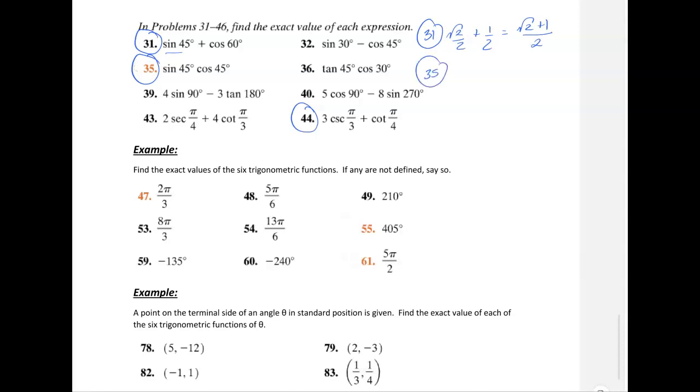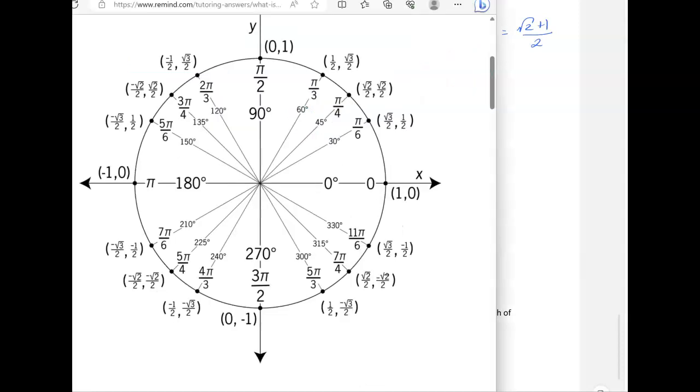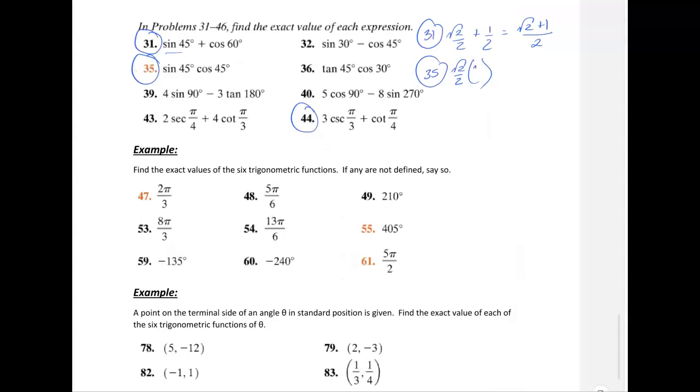35 is looking for the sine of 45 times the cosine of 45. Well, we know the sine of 45 is square root of 2 over 2. The cosine of 45 is going to be the x-coordinate at 45, which is also square root of 2 over 2. So when I multiply those, I'm going to get 2 over 4, which reduces to 1/2.